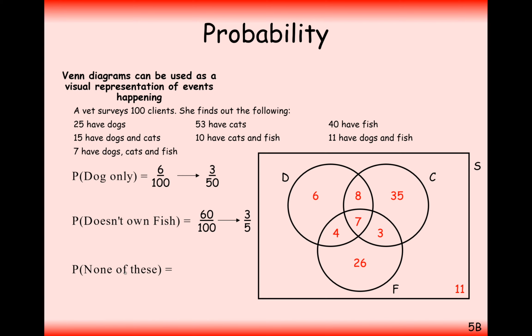Find the probability who own none of these. I don't know why they would be a client at a vet if they don't have any of these types of pets. Maybe they own different types of pets, say a guinea pig or something like that. So 11 people here won't own any of these dogs, cats or fish.